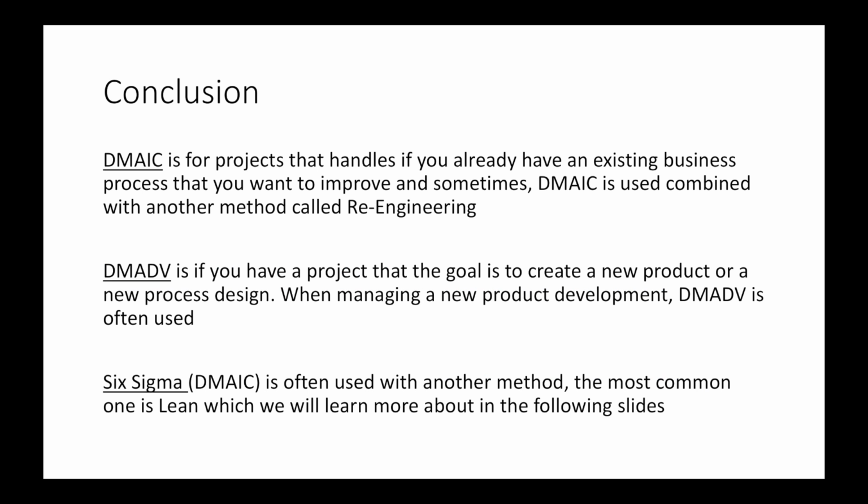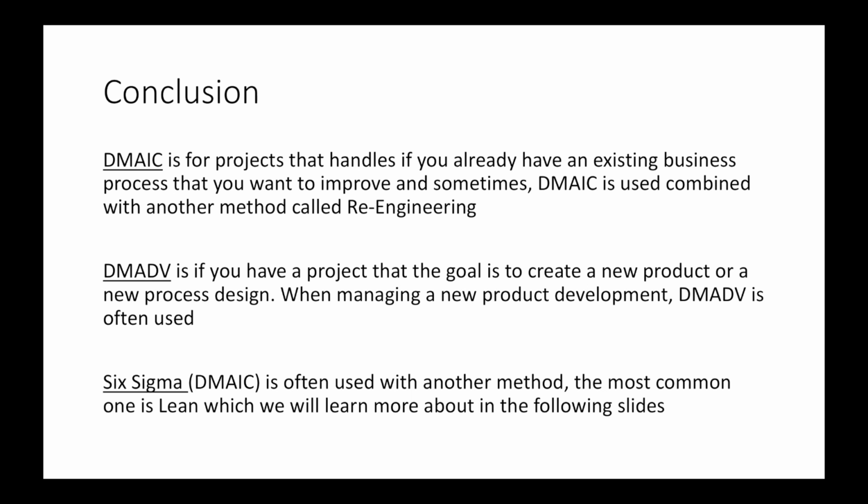And to conclude Six Sigma, DMAIC is for projects that handle an existing business process that you want to improve, and sometimes DMAIC is used combined with another method called reengineering.